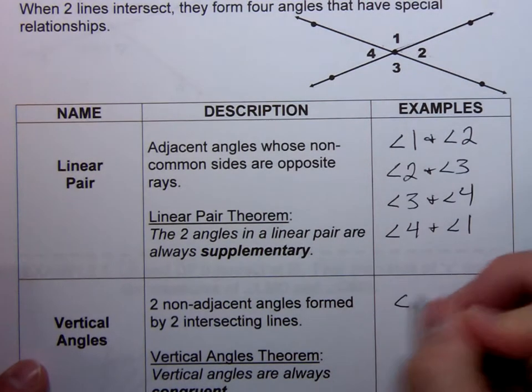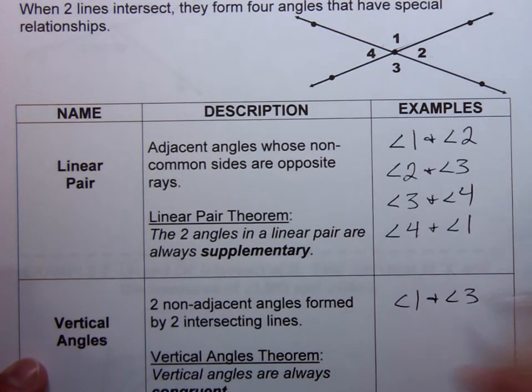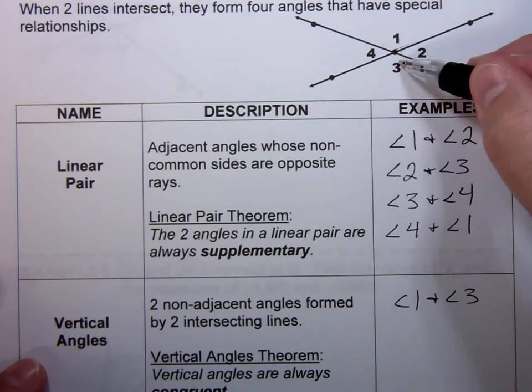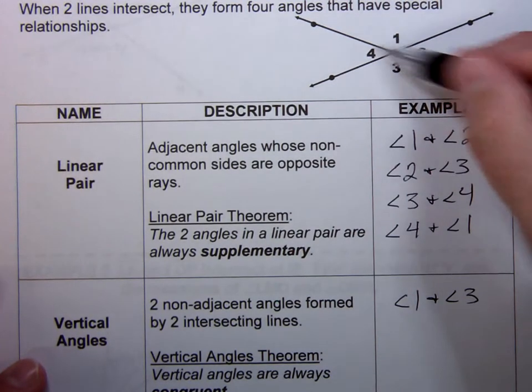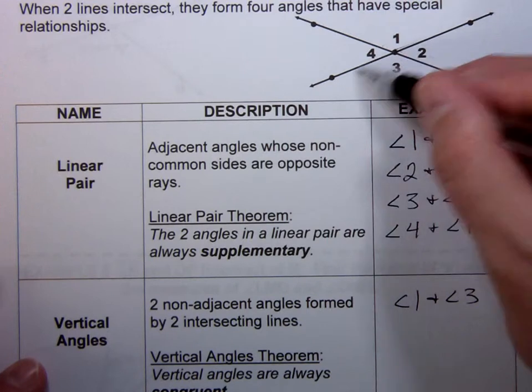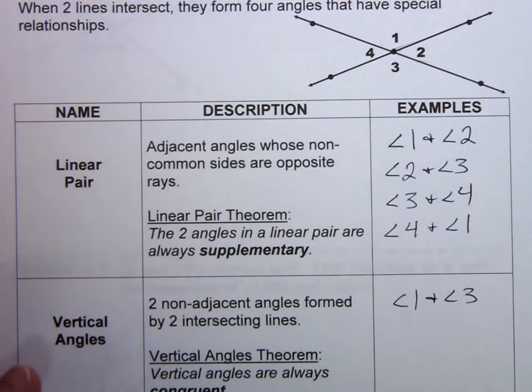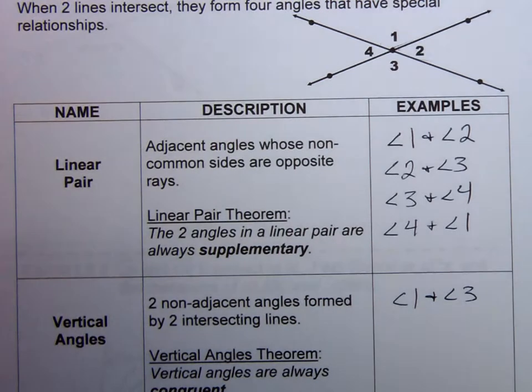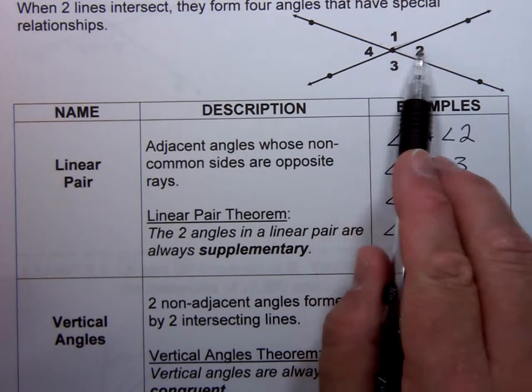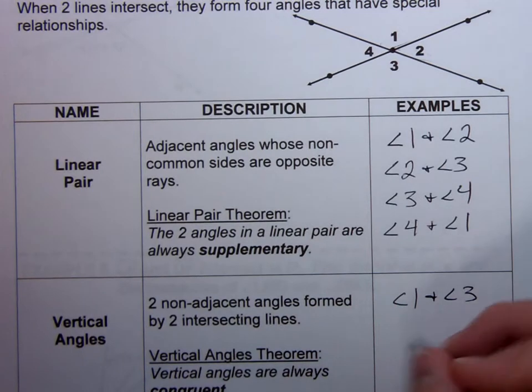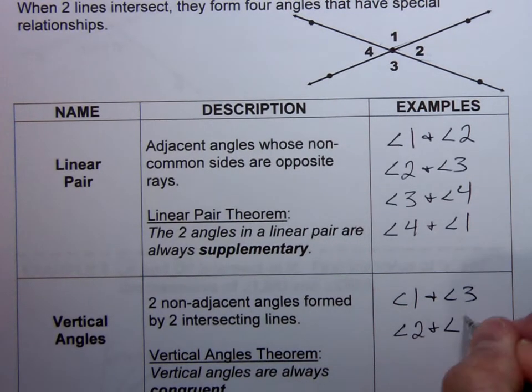Angle 1 and angle 3 are vertical angles. Angle 1 is using these two sides. Angle 3 is using these two sides. So they're not sharing a side, so they're not adjacent angles. They're non-adjacent. So angle 1 and angle 3 is a pair of vertical angles. And the other pair of vertical angles, angle 2 and angle 4. Angle 2 and angle 4 are also vertical angles.